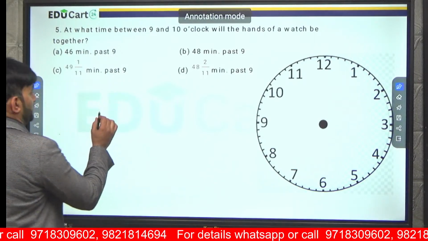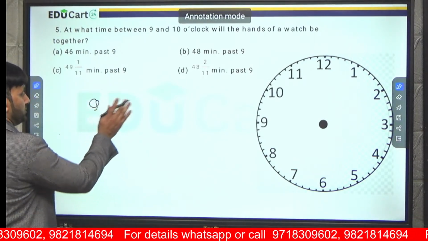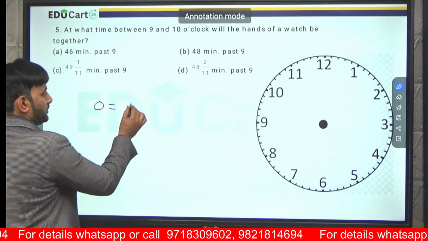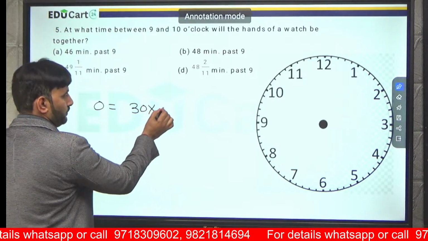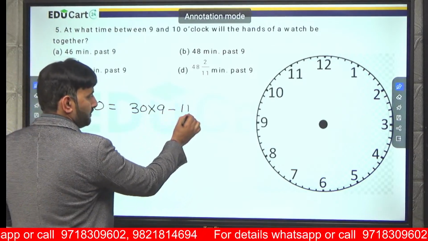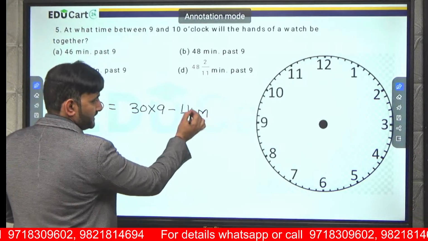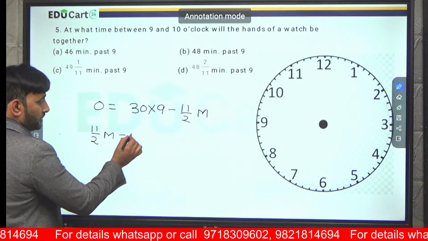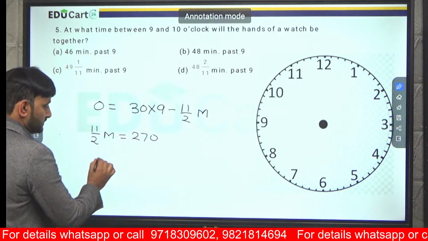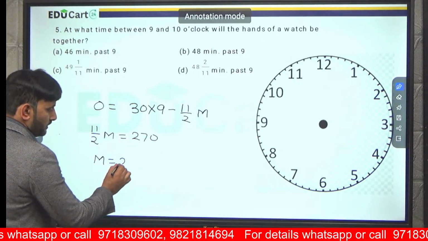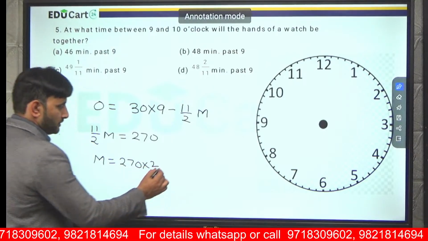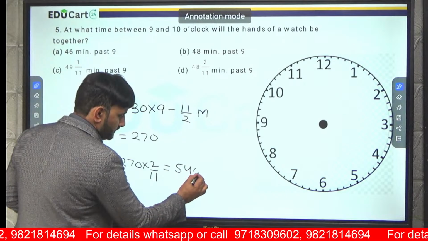Between 9 and 10, we want theta to be 0 degrees. They are overlapping, so theta is 0. That is equal to 30h, where the h value will be 9, minus 11 by 2m. So bring this part to the left hand side. 11 by 2m is equal to 270. So the value of m will be 270 into 2 upon 11. So this is 540 upon 11.